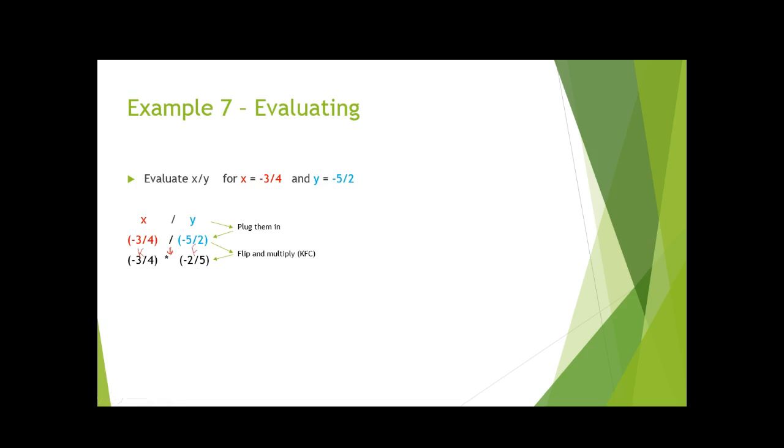Negative 3/4 times negative 2/5. Negative times negative is positive. It'd be 6/20. And then in that case, I could simplify. Divide the top and the bottom by 2. I got 3/10 or 0.3.